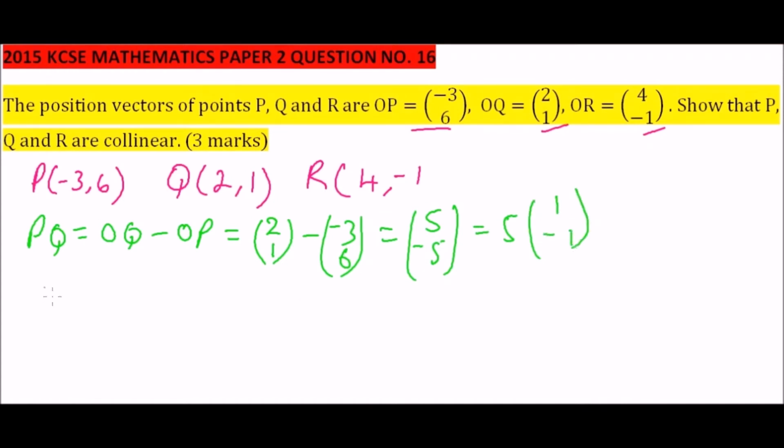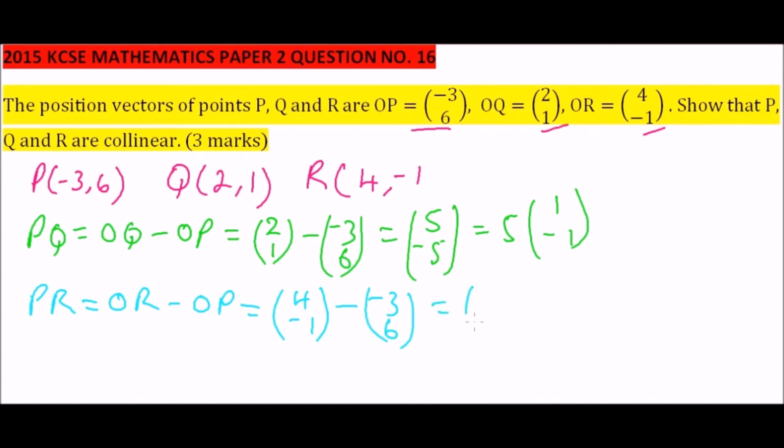So from there we go to position vector PR. PR is OR minus OP, which is equal to OR (4, -1) and OP is (-3, 6). So when you subtract that, that should give you 7, and then minus 1 minus 6 is minus 7, close the bracket, which you can write, factor out 7, you'll be left with (1, -1).